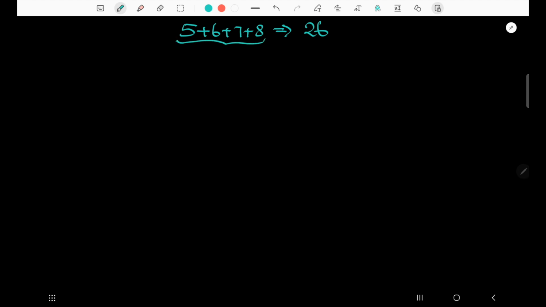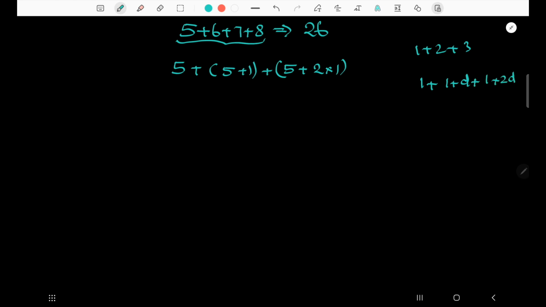Okay, for example, we take this one. How can I write this? 5, then 5 plus 1, that is 6, right? Then for 7, 5 plus 2 into 1, that is the difference. Already we know that 1 plus 2 plus 3 means 1 plus the first difference. The difference between 1 and 2 is 1, and then 1 plus 2 times the difference. So we have seen this already. The same thing applies here.